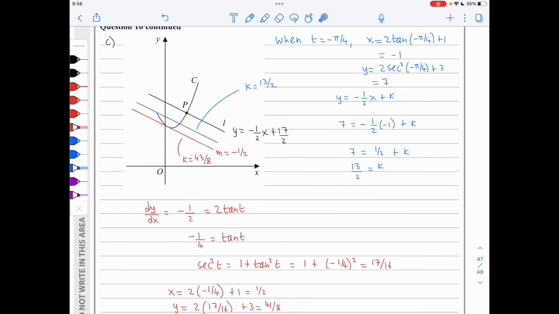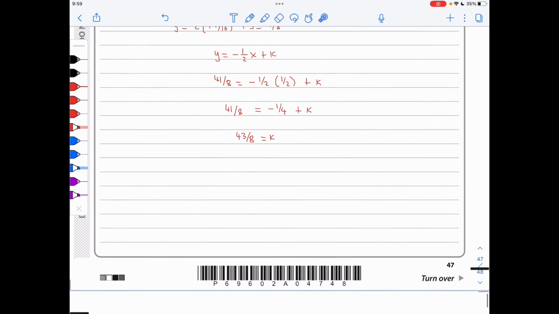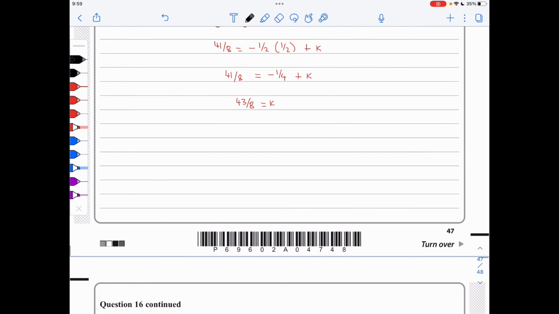So we can easily conclude that k has to be less than or equal to 13 over 2, but certainly strictly greater than 43 over 8 for two solutions, for two intersection points. And therefore my final answer would be that we want all k such that k belongs to the reals, 43 over 8 strictly less than k less than or equal to 13 over 2, as a range of values for k.